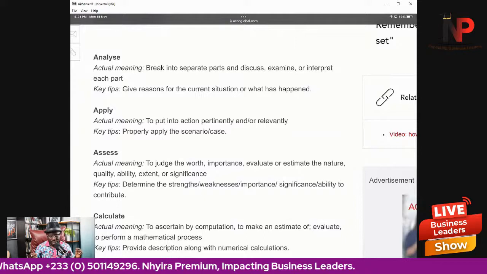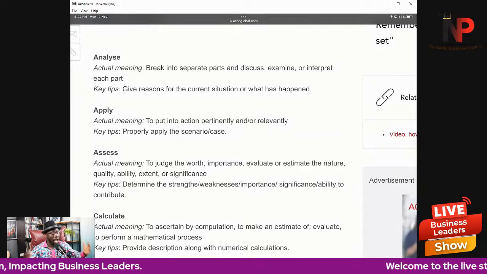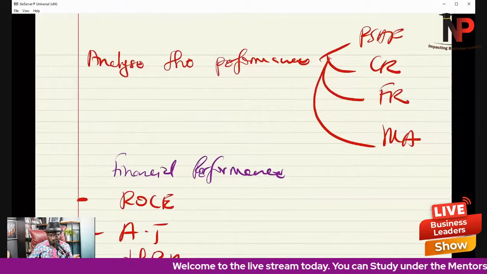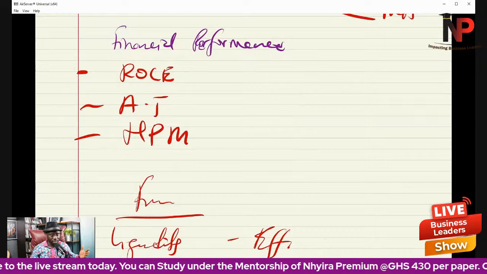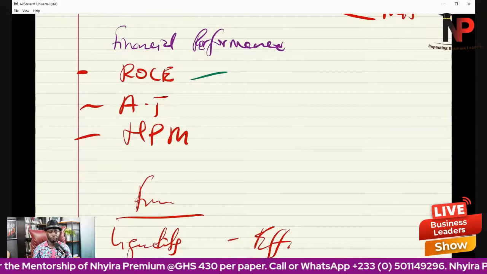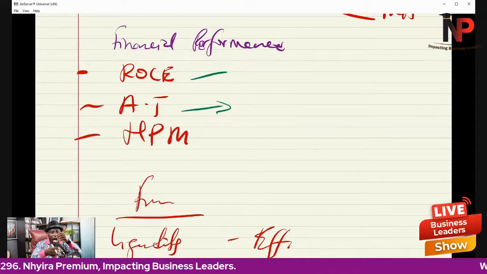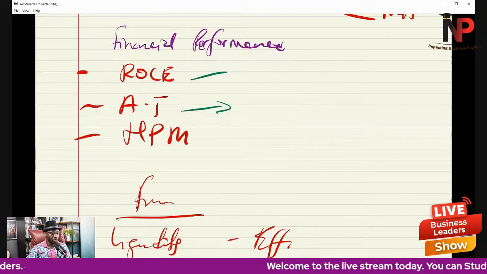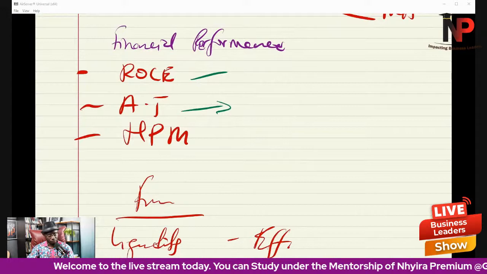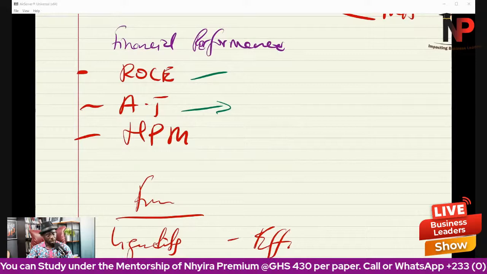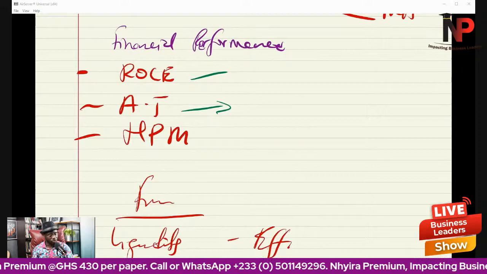A key tip given is that you give reasons for the current situation or what has happened. That is why, for instance, if you are interpreting the financial performance of an entity and the ROSI has increased, you have to state the reason why the ROSI has gone up. The asset turnover has reduced, you have to state the reason why the asset turnover has reduced. Because analyzing means breaking it into the parts, giving reasons why that result is being seen for the period under review. That is the first thing that we must understand when we talk about dealing with the verbs that the examiner is going to be using and how we structure our answers generally.